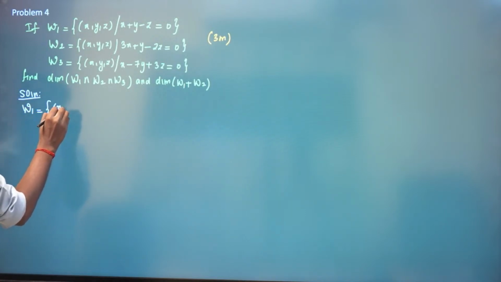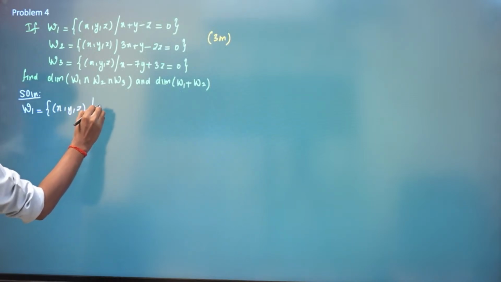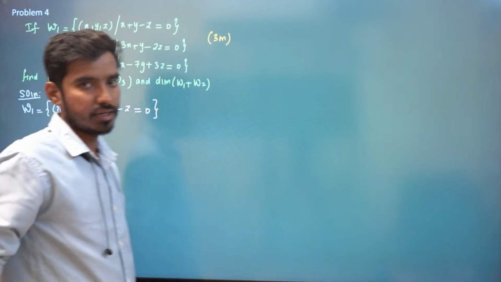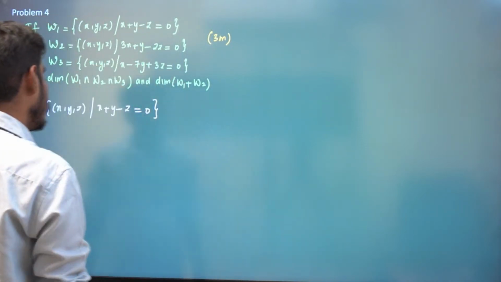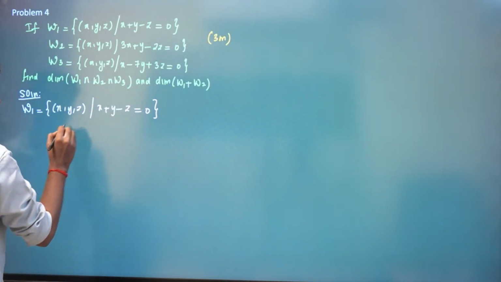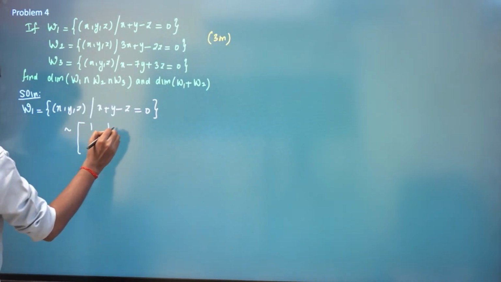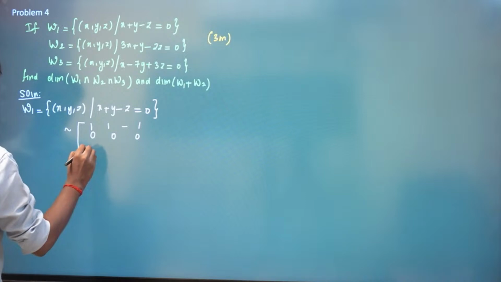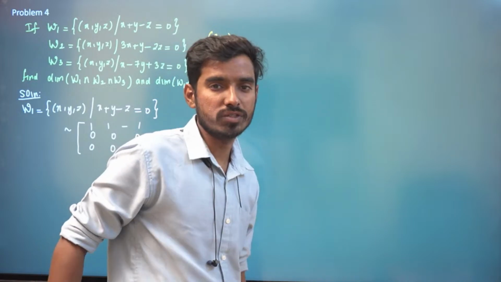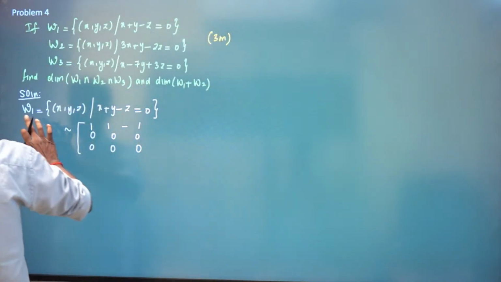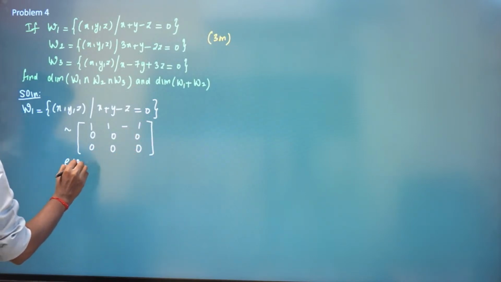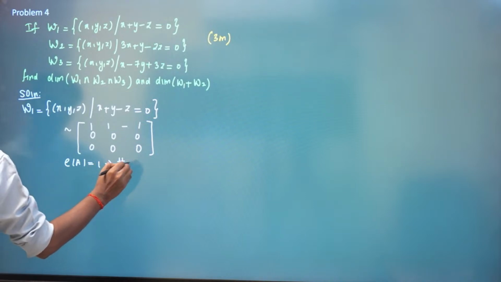So W1 is what? W1 is x, y, z such that x plus y minus z is equal to 0. This is a homogeneous system of linear equations, right? So we have only one equation, but we have three variables. If I reduce this to row echelon form, we will have only one row: 1, 1, minus 1, followed by 0 0 0 0 0 0. You just form dummy equations 0x plus 0y plus 0z is equal to 0 like that. So you can see that the rank is 1. So that means it will have how many free variables?